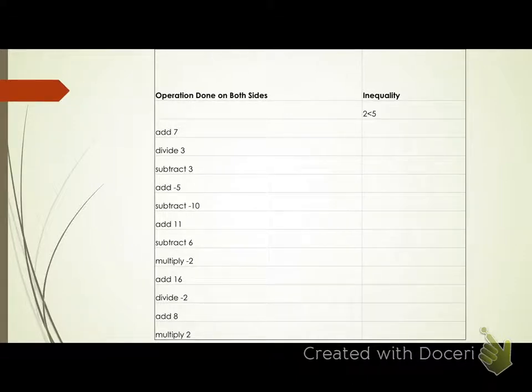So I have this inequality over here. Sorry, it's so small. It says 2 is less than 5. If you want to write that down, you can. This might be good to have written down. 2 is less than 5. So I'm going to do these operations on both sides of my inequality, and we're going to see what happens to the inequality symbol. Okay?